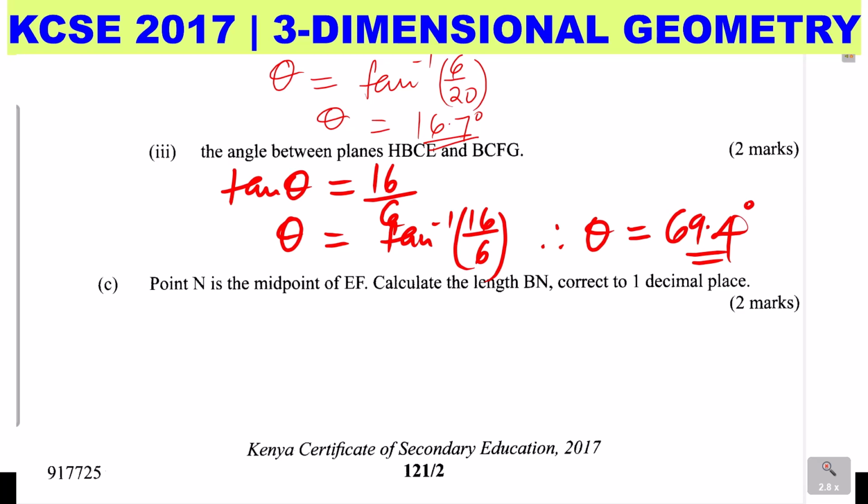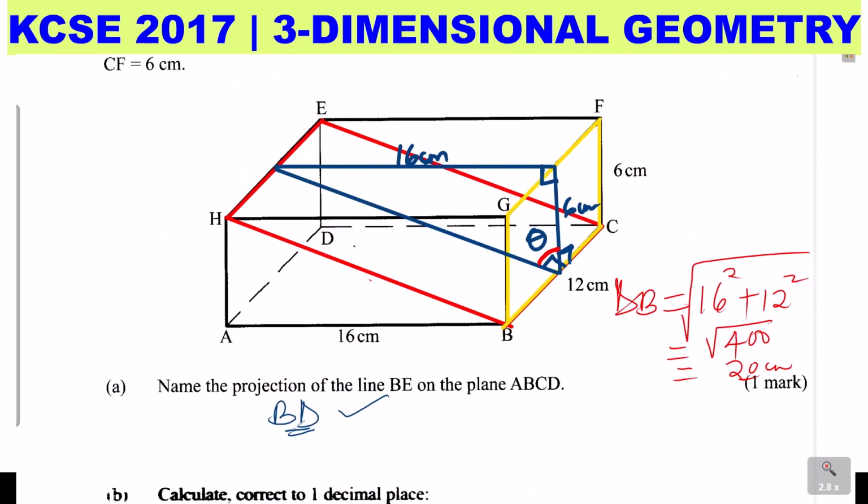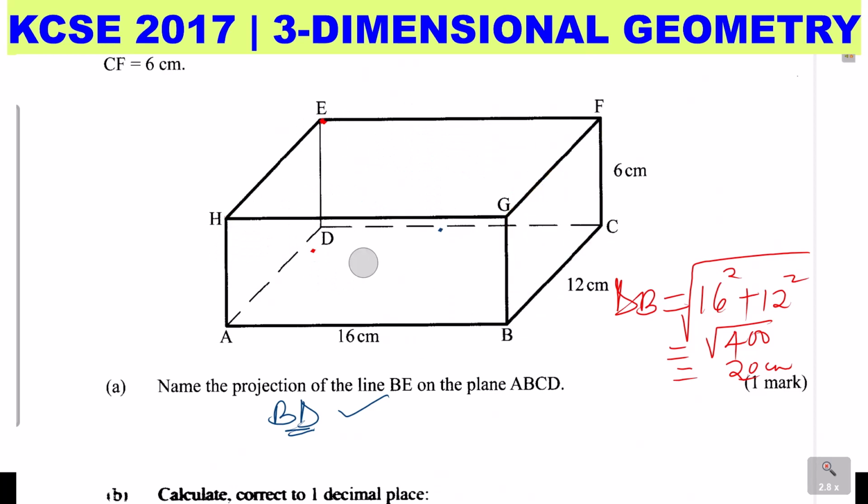Point N is the midpoint of EF. So let me clear everything here so that I can indicate that. So that is the midpoint of EF. You're supposed to calculate BN. So let me draw BN. You're supposed to calculate that length, correct to 1 decimal place.